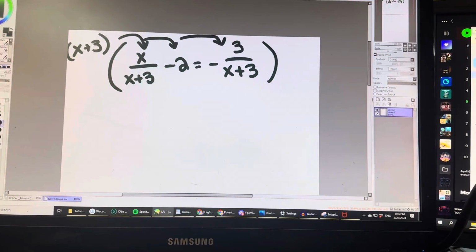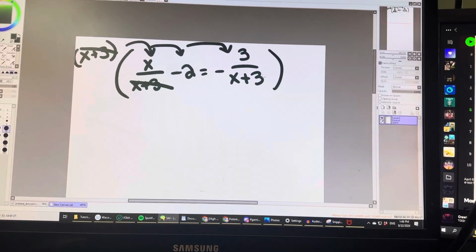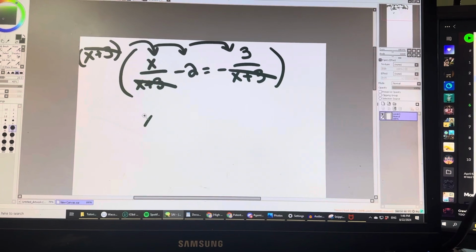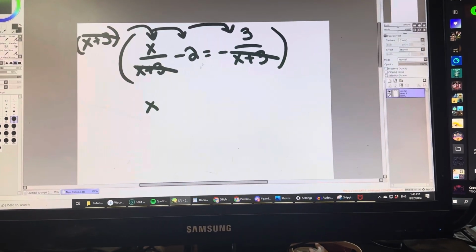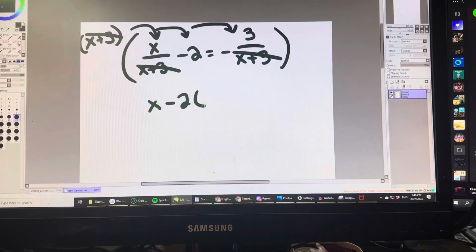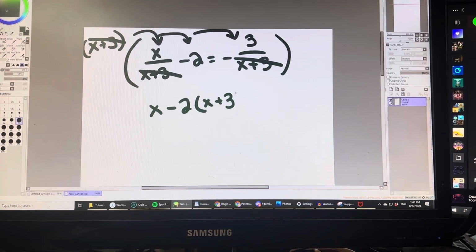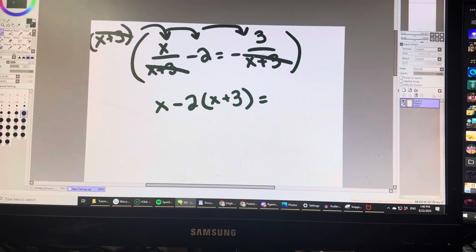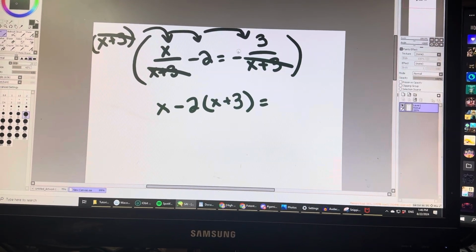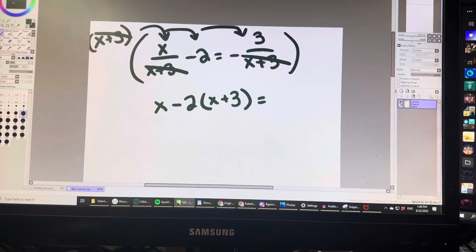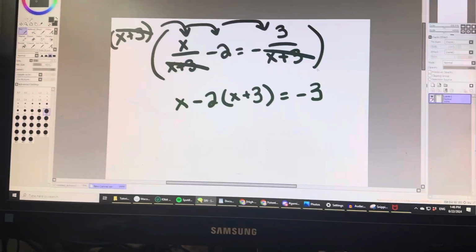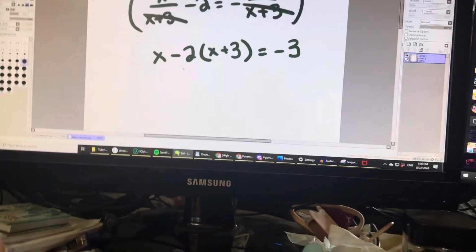What happens is x plus 3 is going to cancel out with the ones that have it in the denominator. So this is just going to become x. Now we have negative 2 times x plus 3, and we're going to have to distribute that later. And then this, what's left after getting rid of the denominator? There's a negative 3. So this is negative 3. And this is the same equation, but now with no fractions, and we can just work it out really simple.